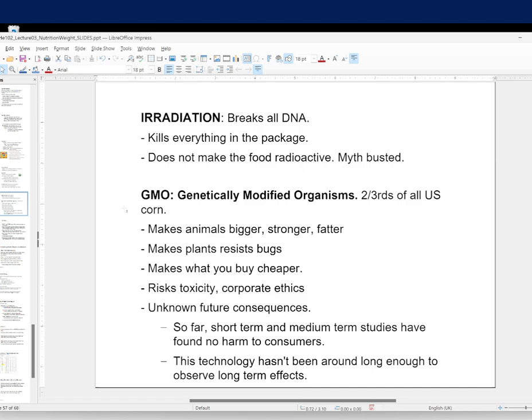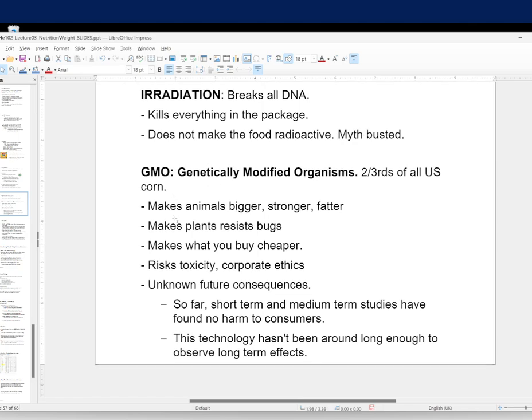Irradiation is a way to sterilize the food to make sure nothing is alive inside the package. It does not make the food radioactive. GMOs are genetically modified organisms. It makes the food cheaper. So if you need to watch your budget to save money, you cannot afford to worry about GMO.